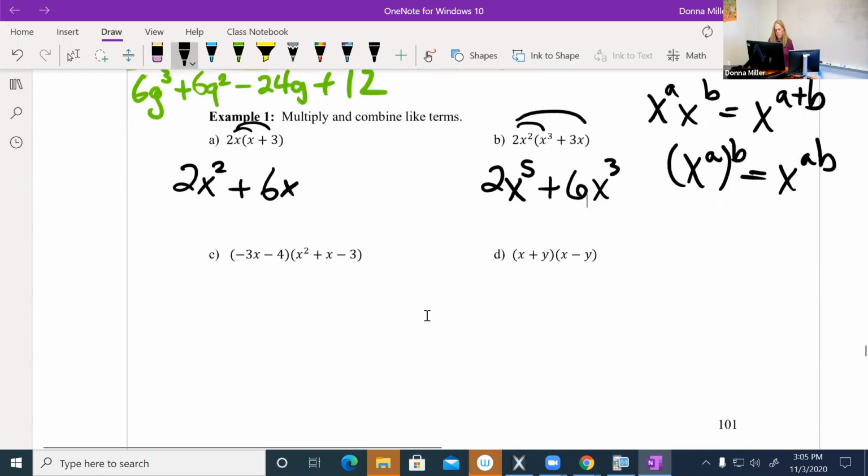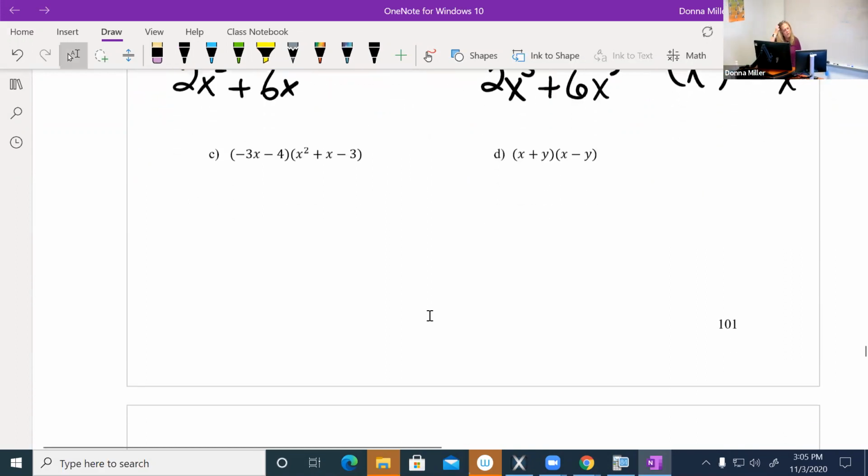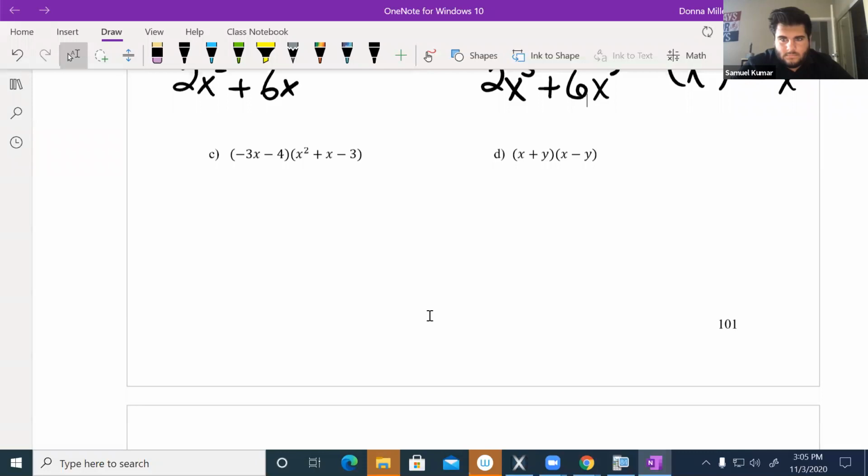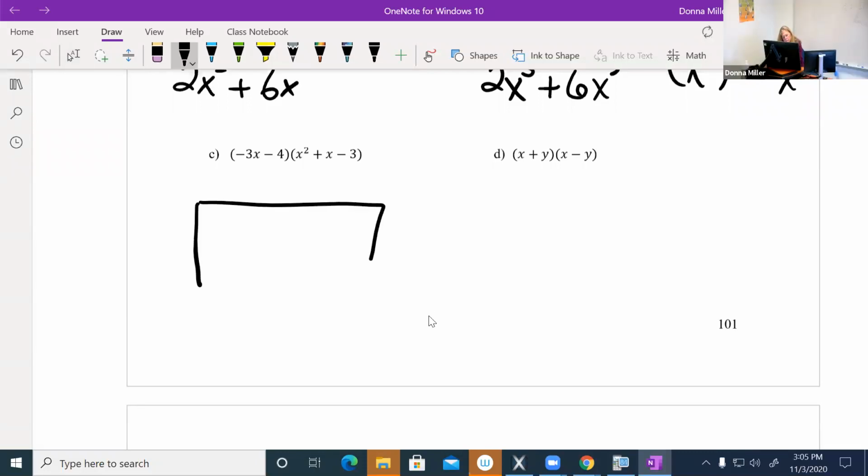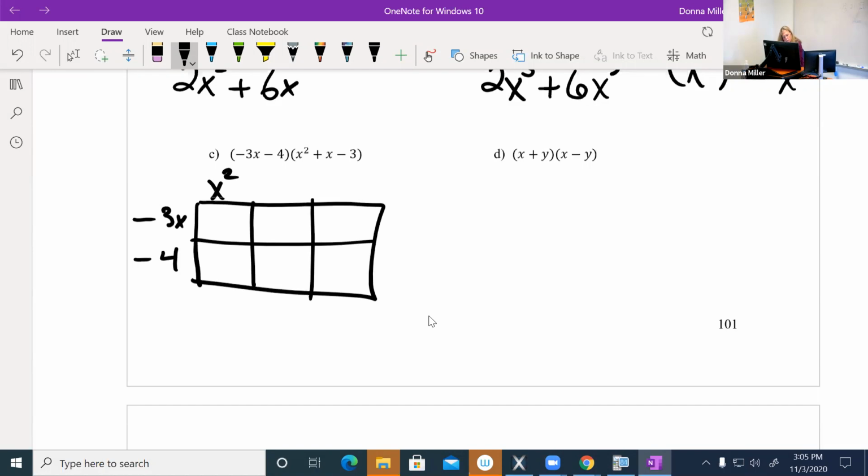All right. So this next one, we're going to have to distribute or do the box. You guys have a preference? You want to do the box or distribute? Box. Box, all right. So it's going to be a 2 by 3 box. Negative 3x minus 4, x squared plus x minus 3, right?